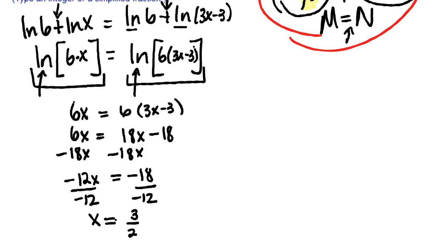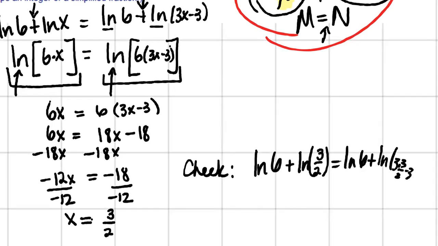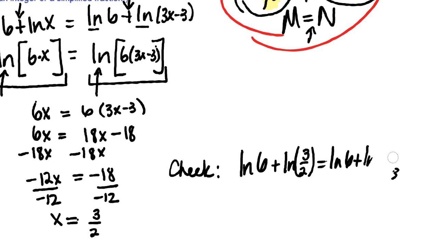Now with every log equation, you need to check. And what you're checking for is to make sure that you never take the log of a negative. So in the original, I had natural log of 6 plus natural log. Let's substitute that 3 over 2. It equals natural log 6 plus natural log of 3 times 3 over 2 minus 3. Let me write that a little clearer. That's natural log of 3 times 3 over 2 minus 3.